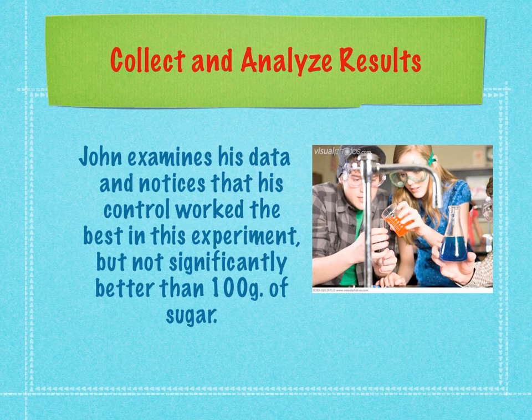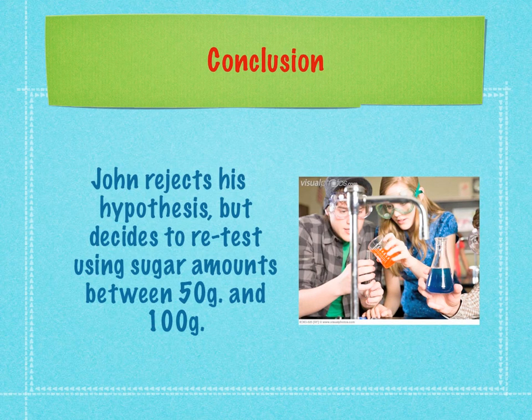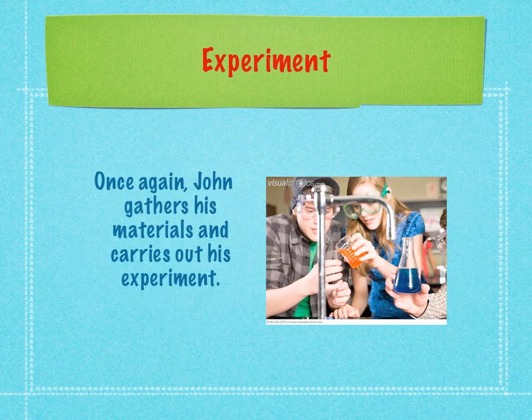John examines his data and notices that the control worked the best, but there's not that significant of a difference with more than 100 grams of sugar. So he goes back to the drawing board and rejects his hypothesis and decides to retest, narrowing that independent variable field from 50 to 100 grams.